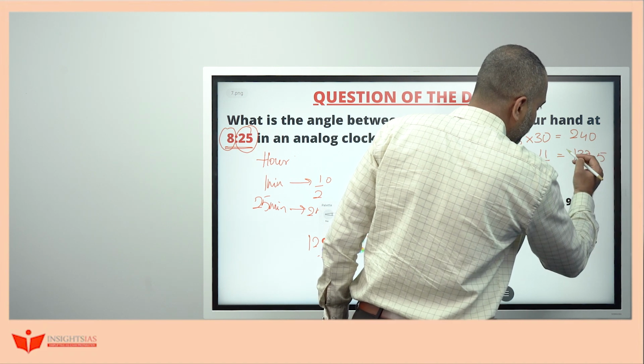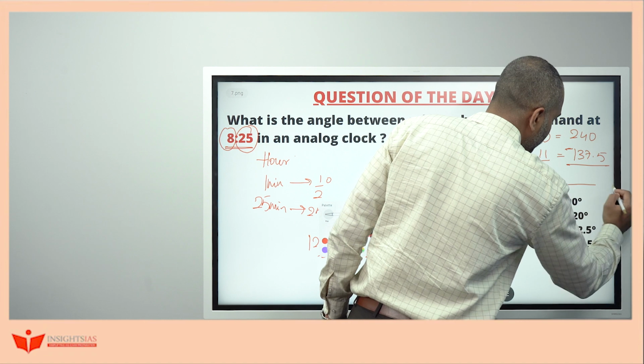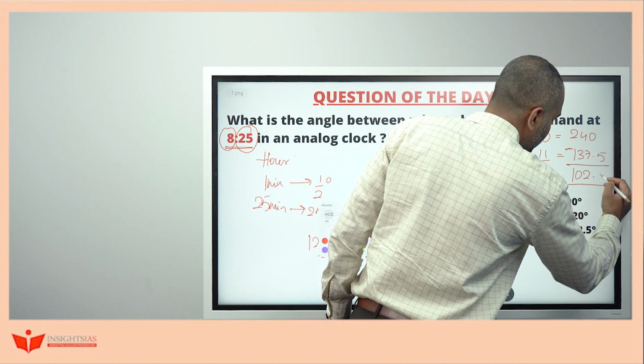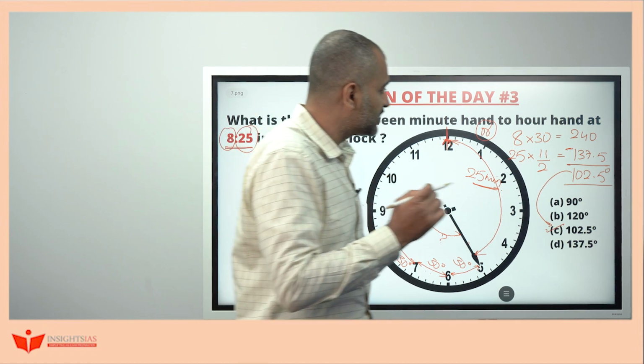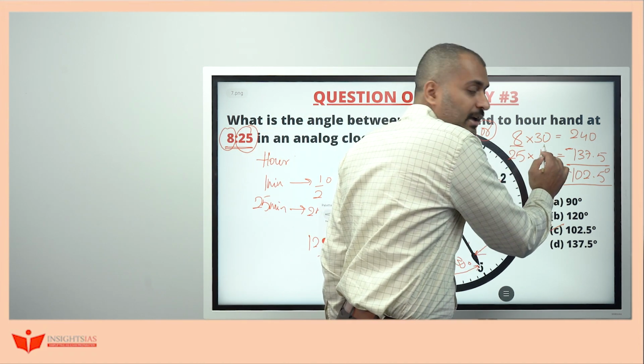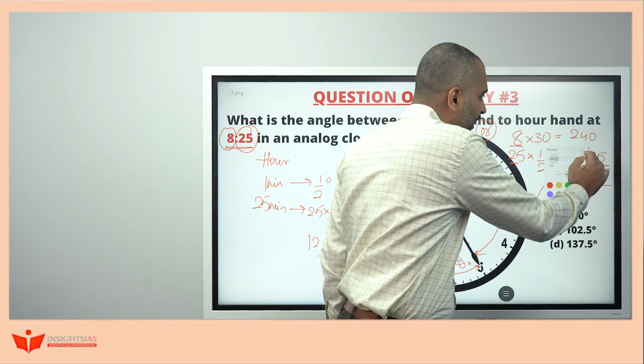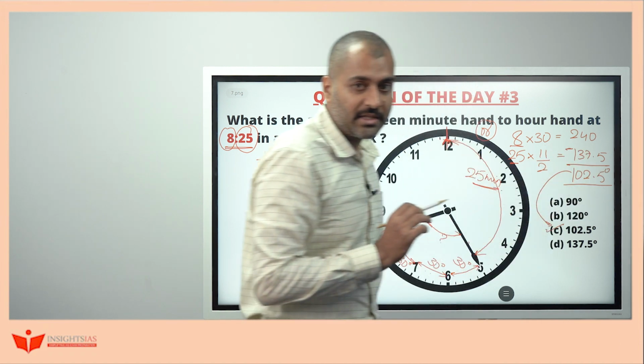137.5. If you subtract these two, you know how much you will be getting? 102.5 degrees. That's nothing but our answer. Know this trick, guys. What to do? Hour into 30 and minute into 11 by 2 and subtract these two to get the answer.